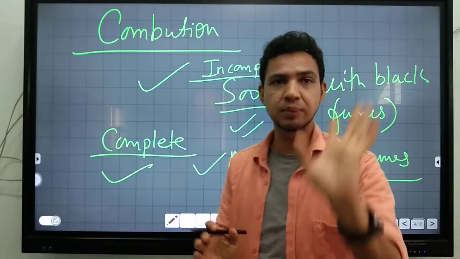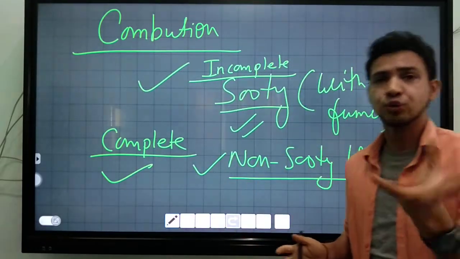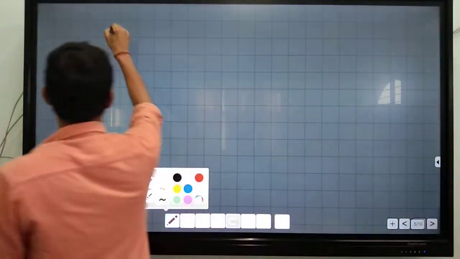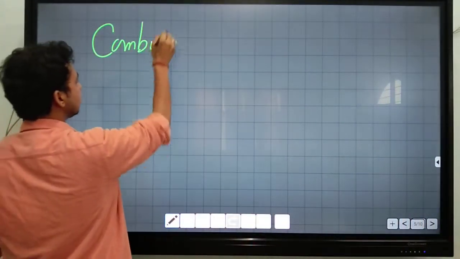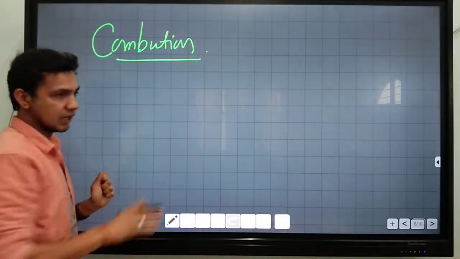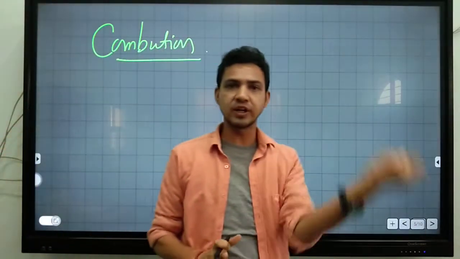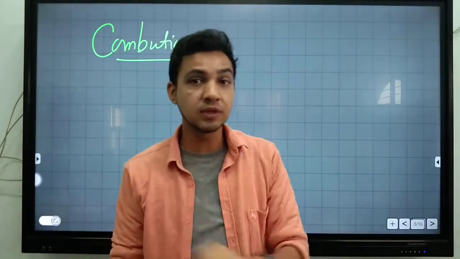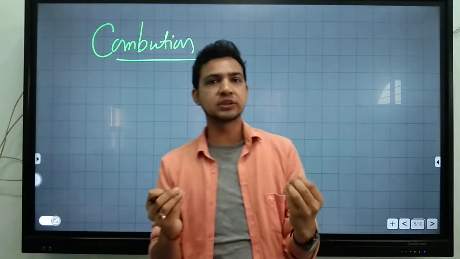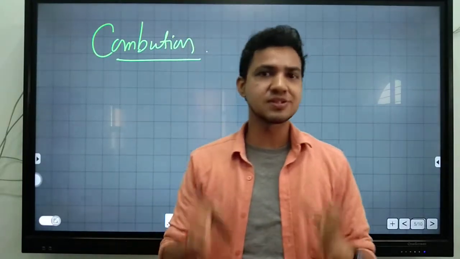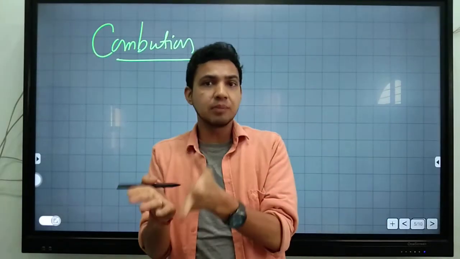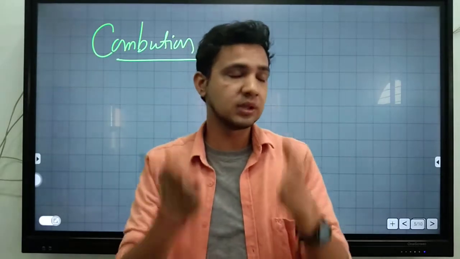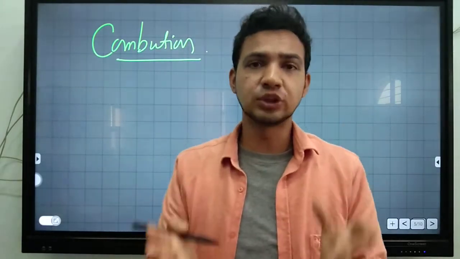So I am giving you lots of examples of sooty and non-sooty flames. First of all, I am going to define combustion reactions. A combustion reaction is a kind of reaction in which any compound is completely or incompletely burned in the presence of oxygen gas. The combustion reactions are those reactions in which any substance burns, completely or incompletely, in the presence of oxygen gas. These reactions are known as combustion reactions.